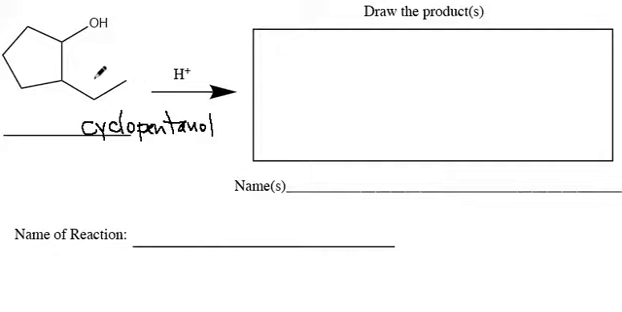We have a branch, and the branch is going to be at carbon number 2 because the alcohol will have carbon number 1. So we're going to call this 2-ethyl cyclopentanol. We actually don't need the dash there, and we also don't need to say that it's 1-cyclopentanol because by definition the alcohol will be carbon number 1. So we can call this 2-ethyl cyclopentanol.